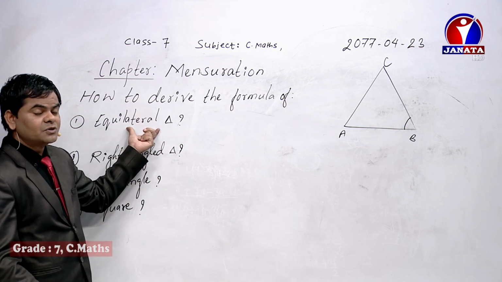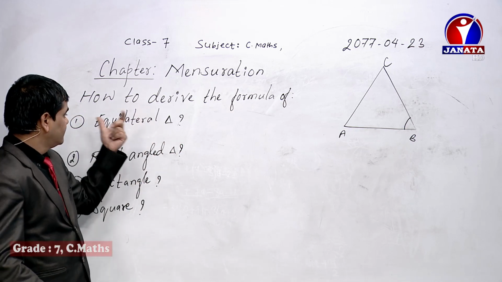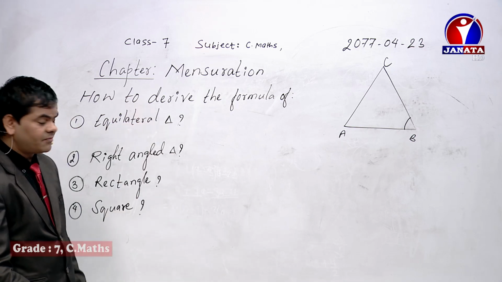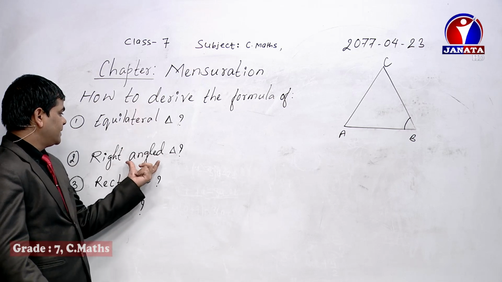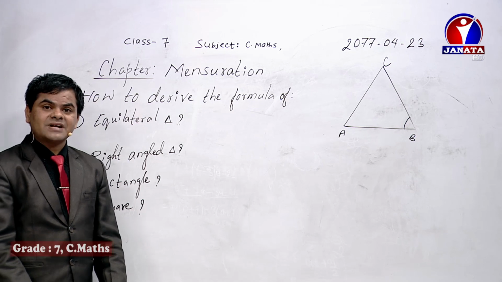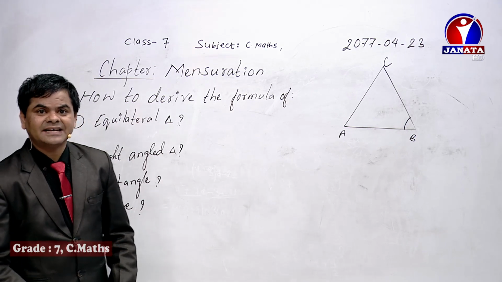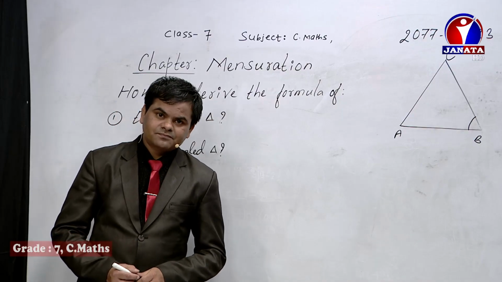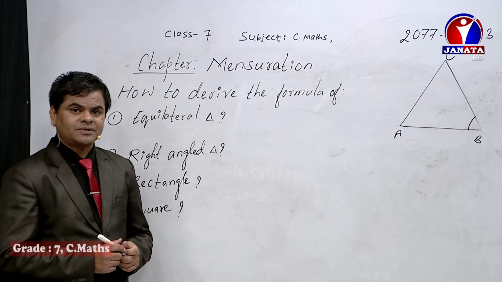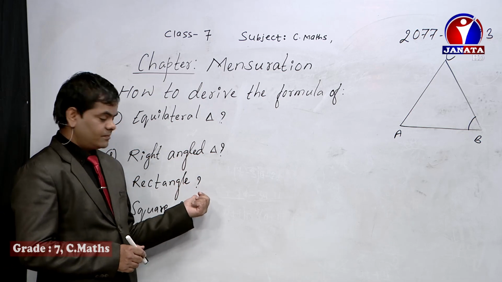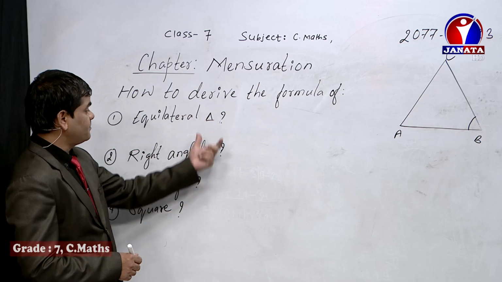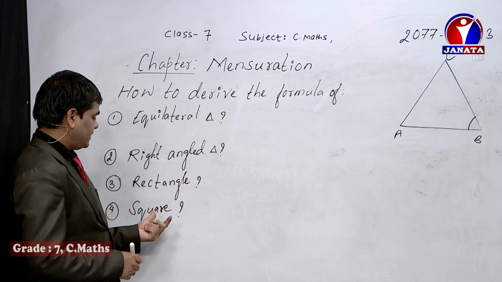A triangle whose all sides are equal is known as an equilateral triangle, along with all the angles being 60 degrees. Similarly, the right angle triangle we also discuss, a triangle having one angle 90 degrees, with perpendicular, base and hypotenuse as the three dimensions of the right angle triangle. Then the rectangle we did not discuss, but we can derive it by using the same formula, as well as the square.